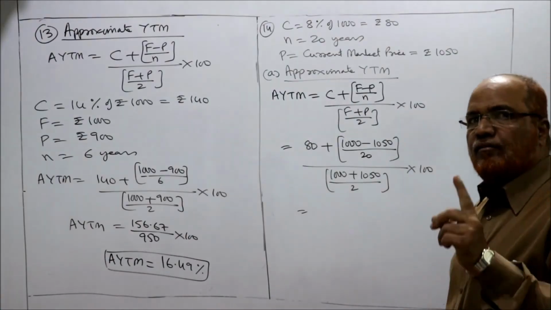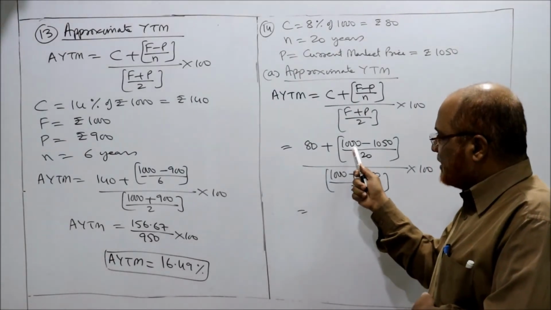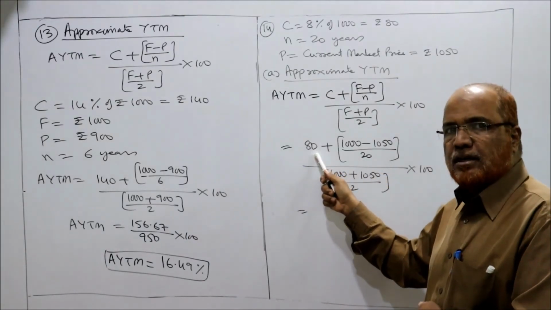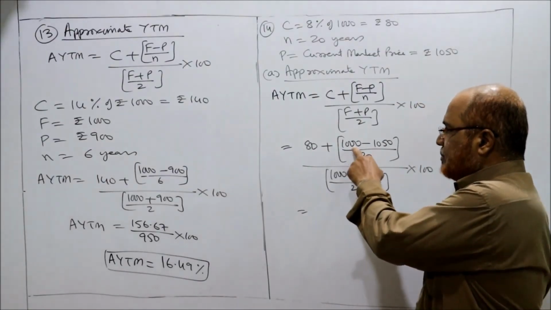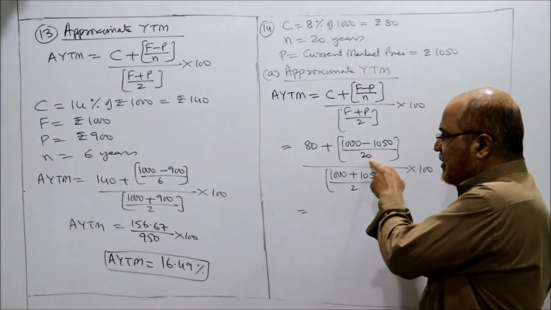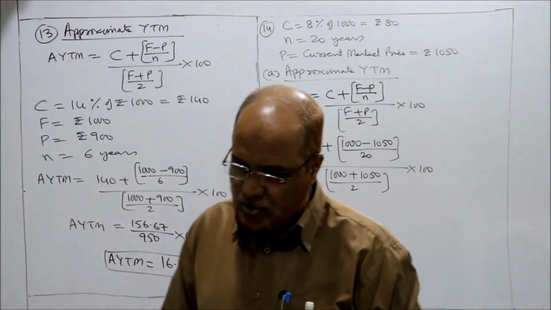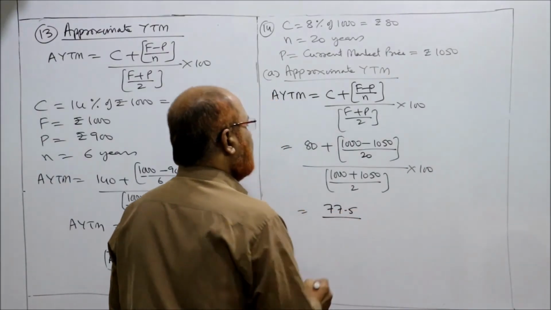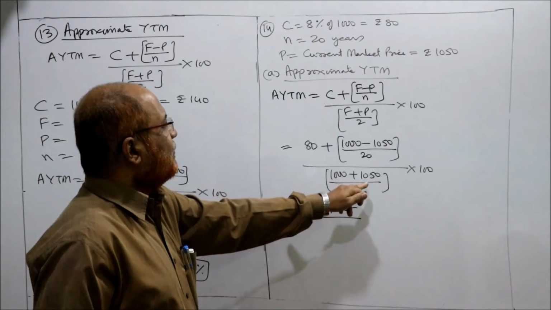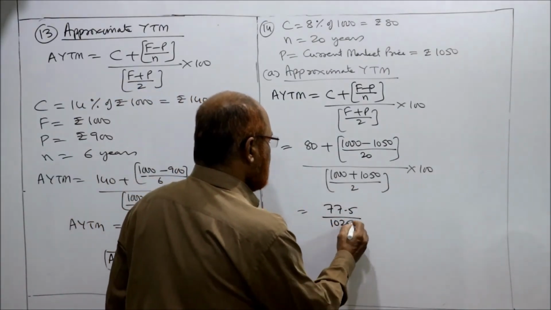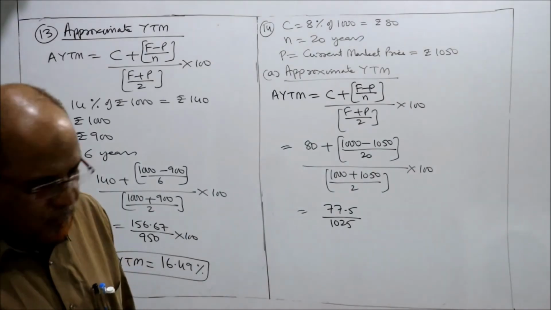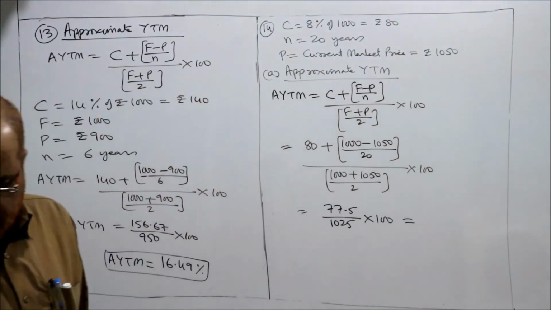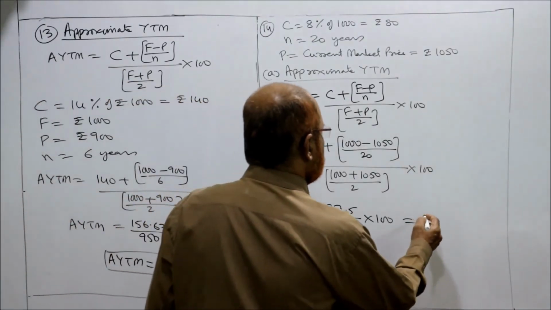Now see here, in one stroke only you have to make the calculation. 1000 minus 1050 divided by 20 plus 80. Calculate in one stroke. 1000 minus 1050 divided by 20 plus 80. So how much you are going to get is 77.5, divided by 1000 plus 1050 divided by 2. So you may get 1025. You will get 77.5 by 1025 into 100, which is equal to 7.56%.